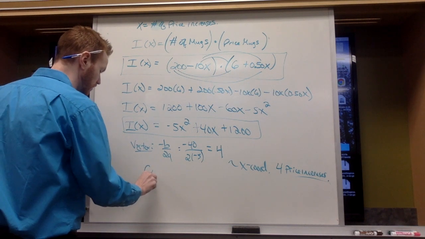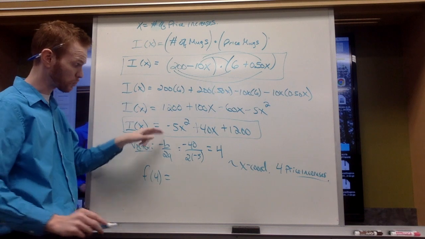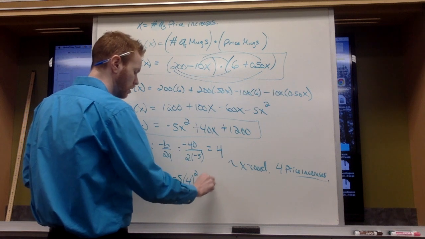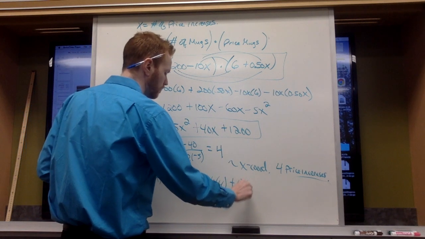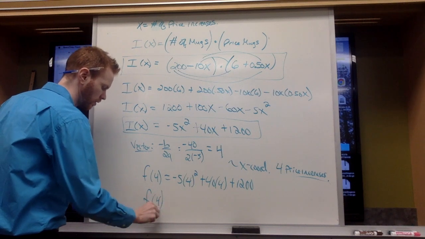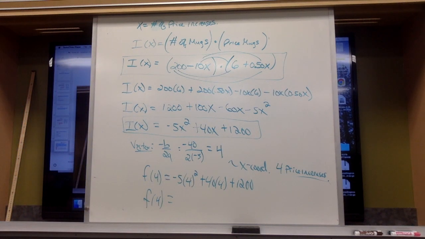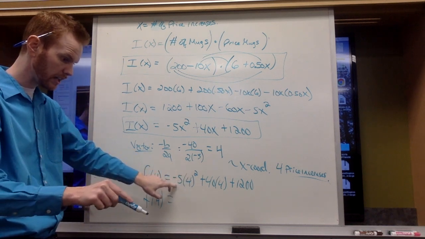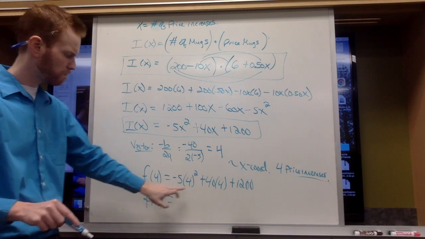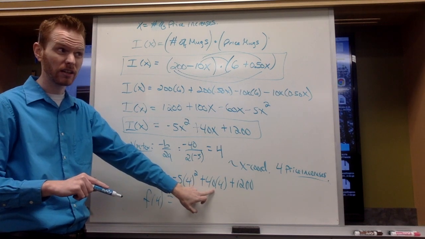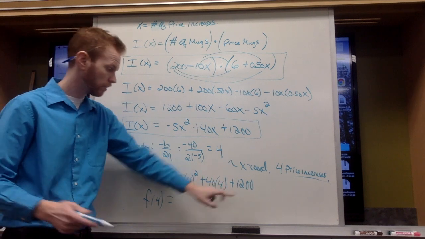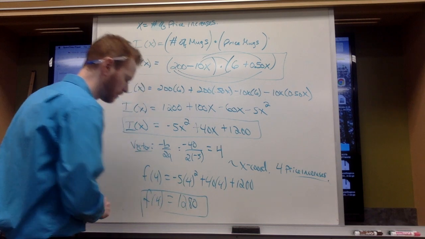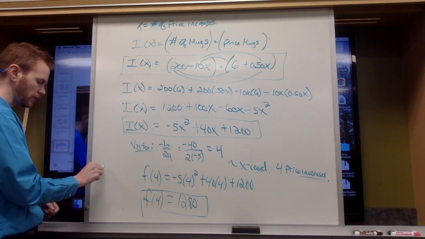Now, what would that give me? Well, I'm so glad you asked. We're going to plug it back into here to find the price of it. Negative 5 times 4 squared plus 40 times 4 plus 1,200. Okay? 4 squared is 16 times a negative 5 would be negative 80. Plus this would give me 160, so that gives me 80 plus the 1,200, so 1,280 bucks. Okay? So that's the max profit.